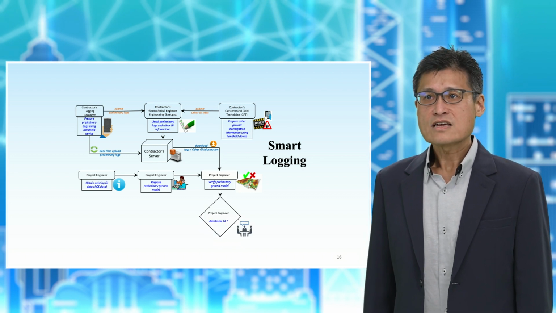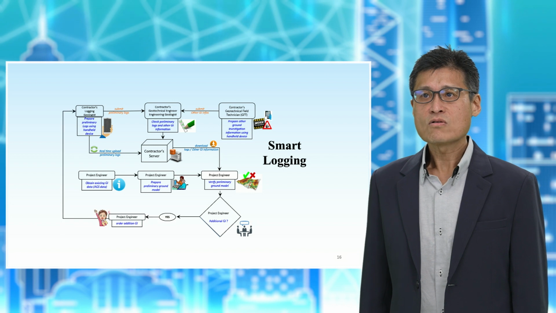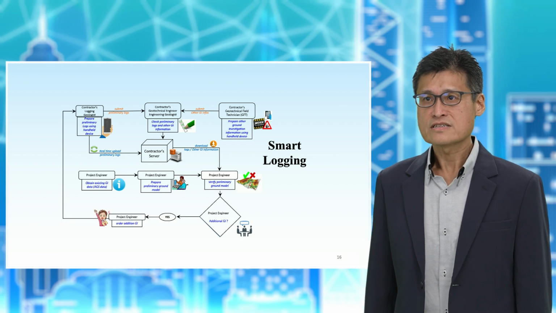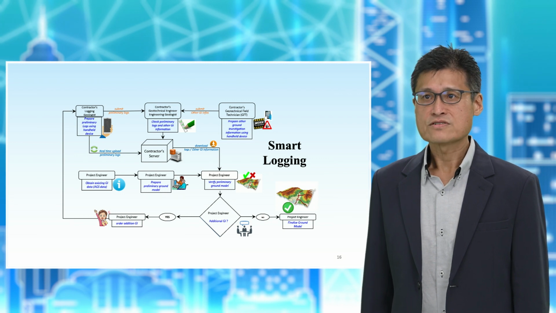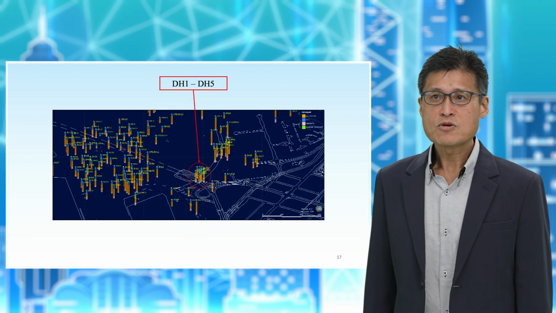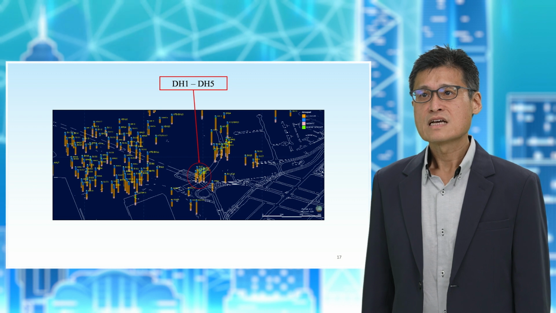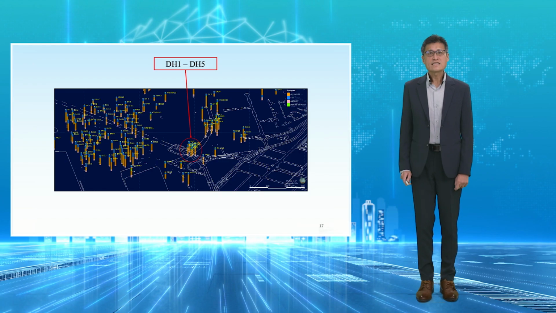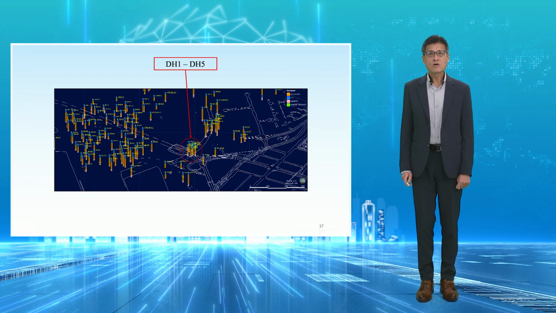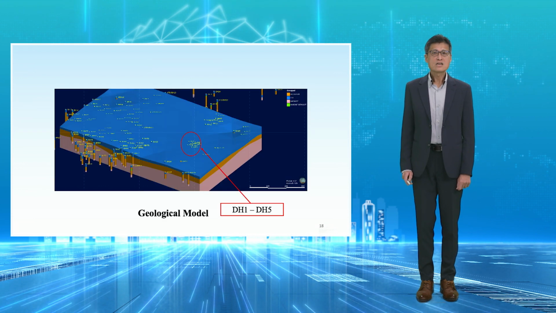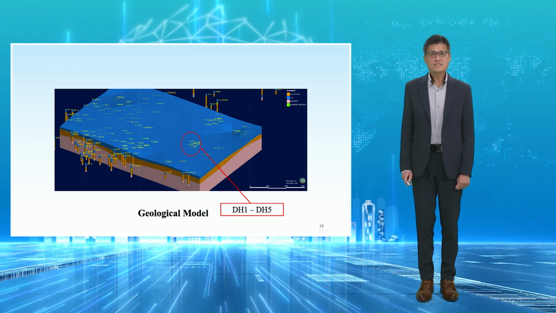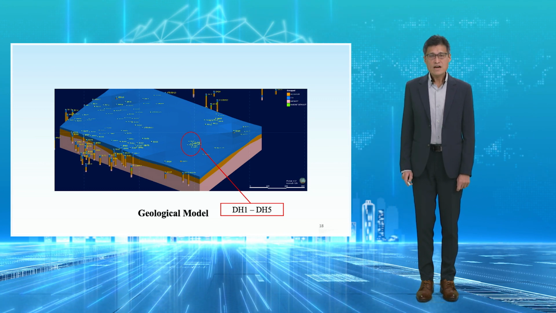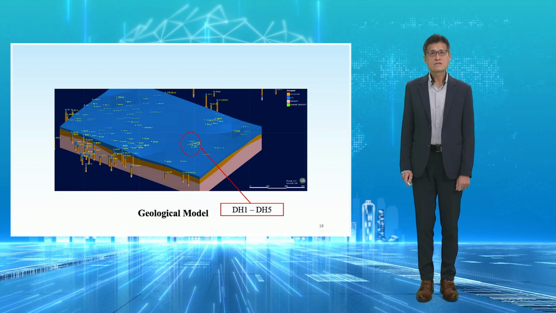If the GI data are not sufficient, they can order additional GI immediately, or finalize the ground model if the data are sufficient. Here is an example of the smart logging app. Here are the existing boreholes from G-info, and DH1 and 5 are new boreholes using the smart logging app. The additional boreholes can be used to correlate with the existing borehole data to refine the geological model.